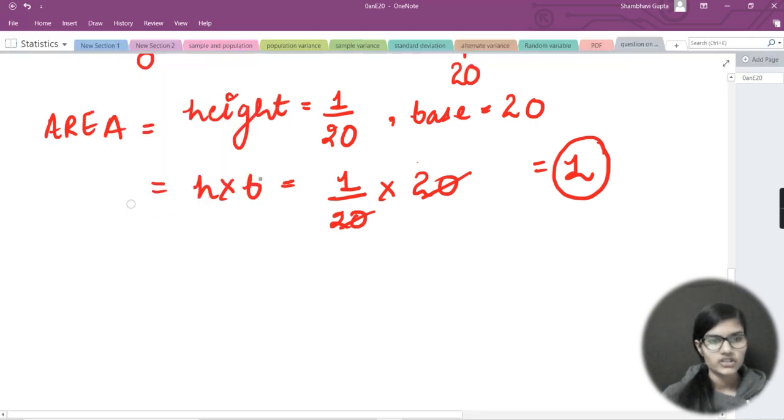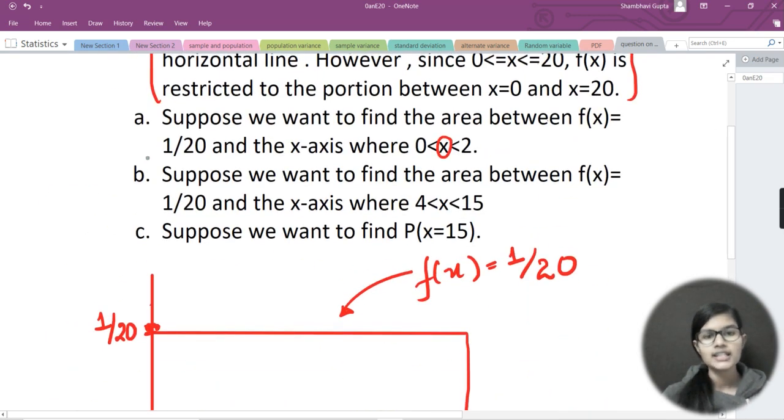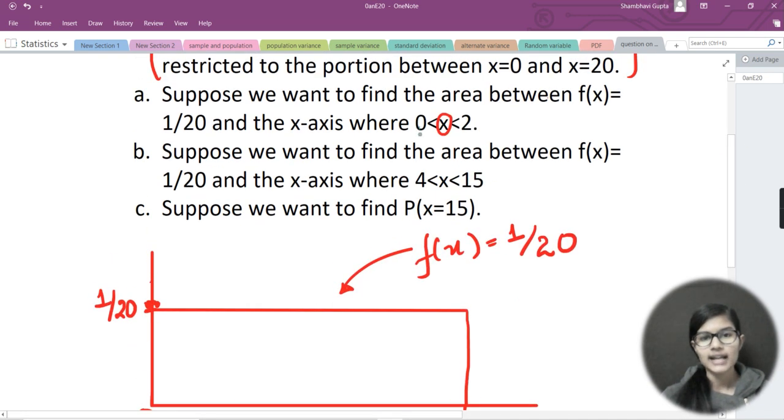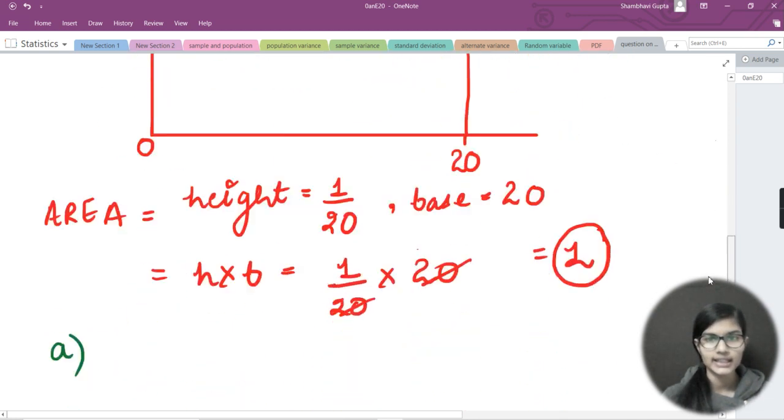Just let me change the color and let's see what the first sub question is. Suppose we want to find the area between fx is equal to 1 by 20 and the x-axis where 0 is less than x less than 2. So we have a limit that is 0 less than x less than 2. Let's do the same, and what we need to find is the area between.